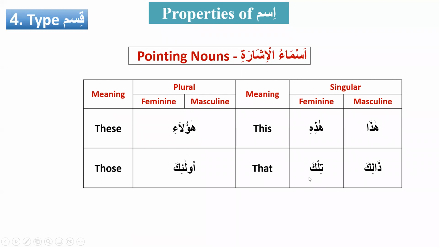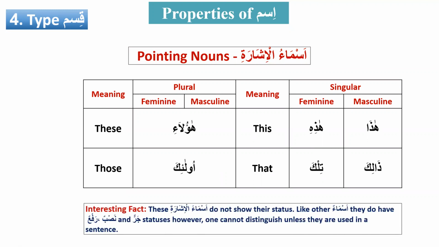Zalika and tilka. Zalika is for masculine and tilka is for feminine, and they are pointing towards something which is far. Haza and hazihi are used for pointing to something which is near. And the plural word can be used for masculine and feminine. But I'm going to tell you something new today. Okay, so pay attention. This is something new. We haven't talked about that yet. And that is a very interesting fact about Asma'ul Ishara.